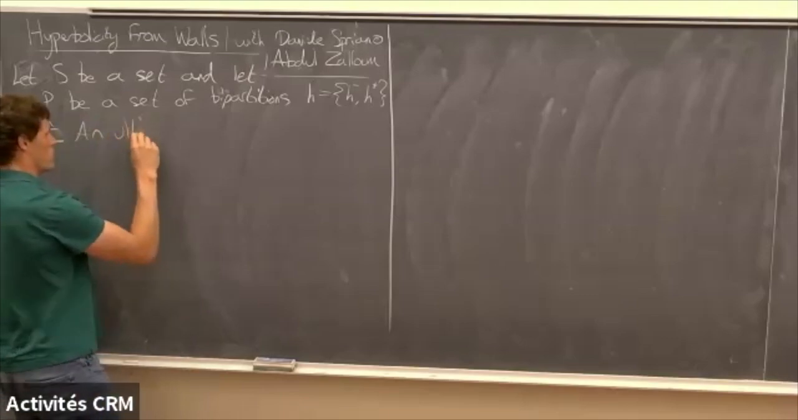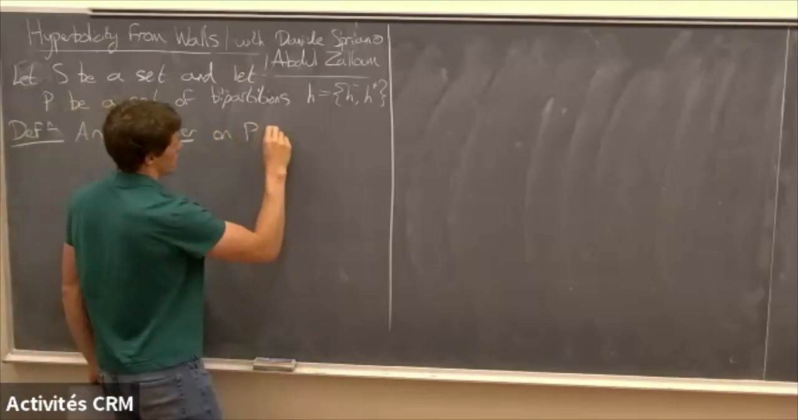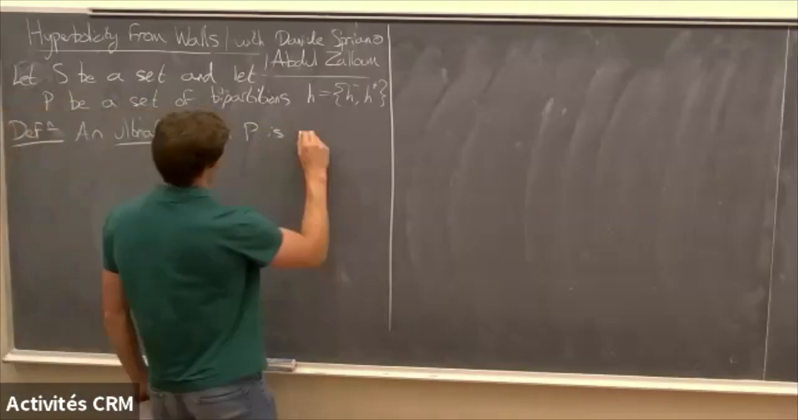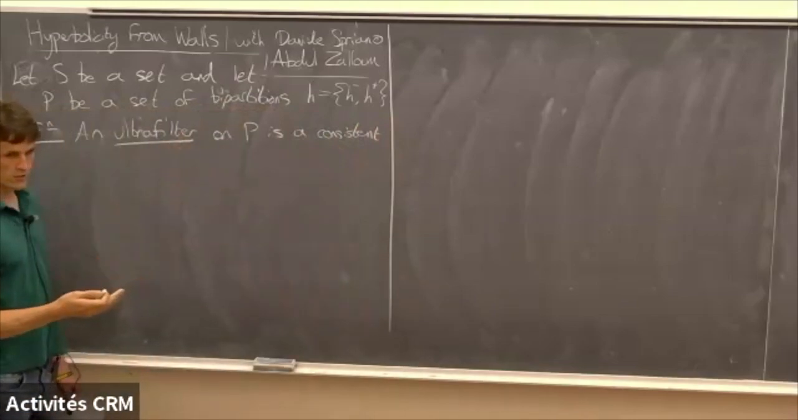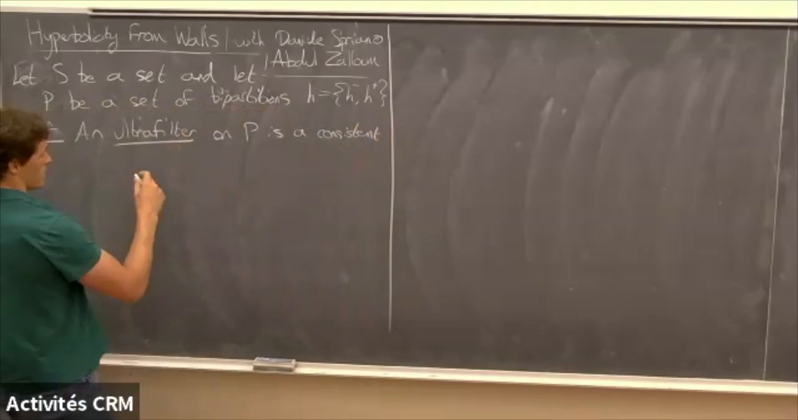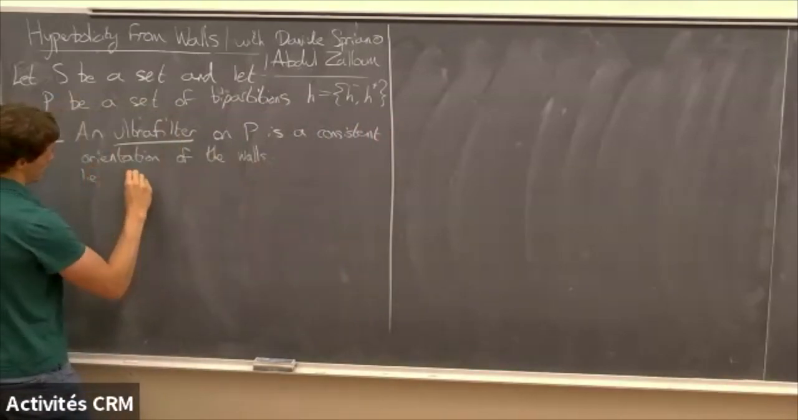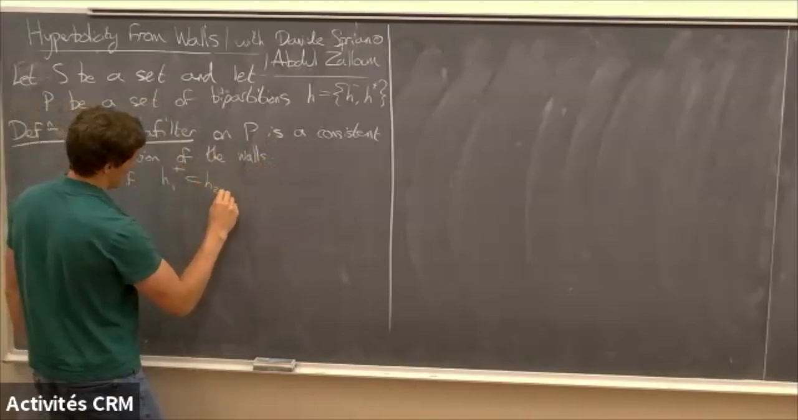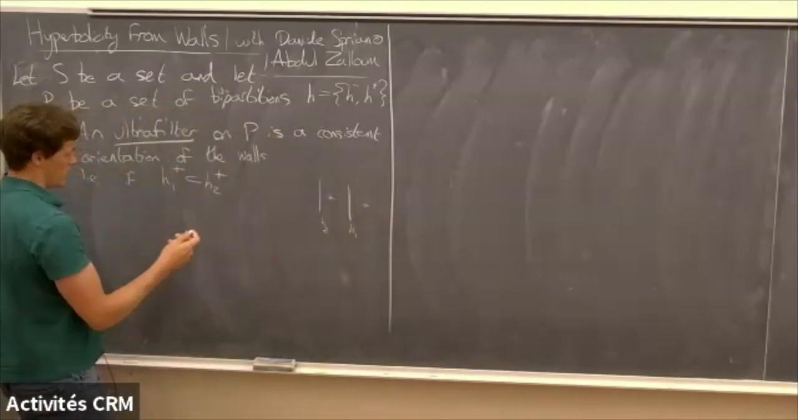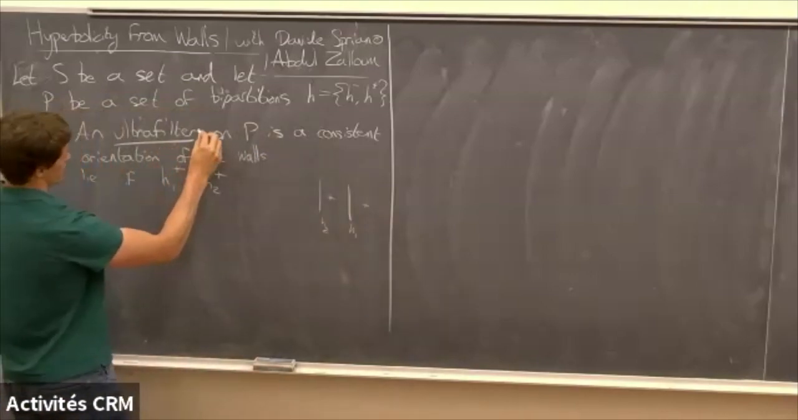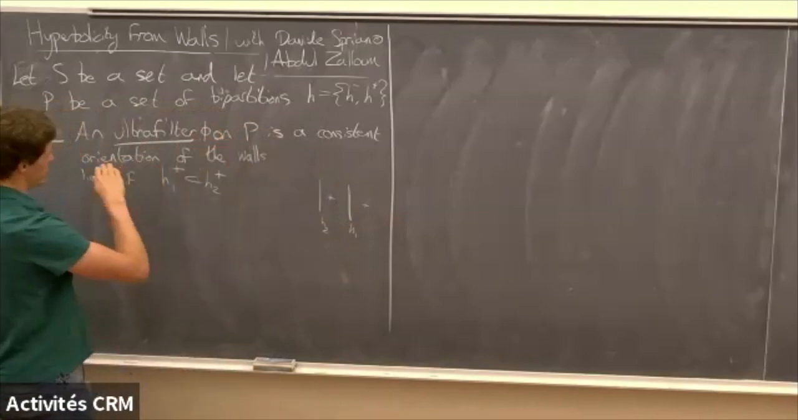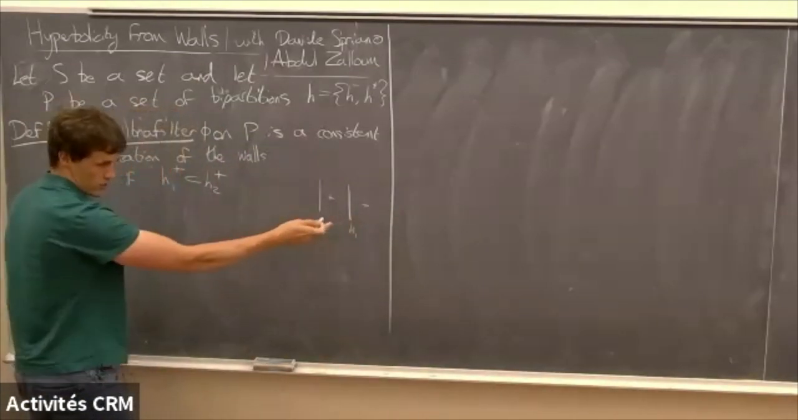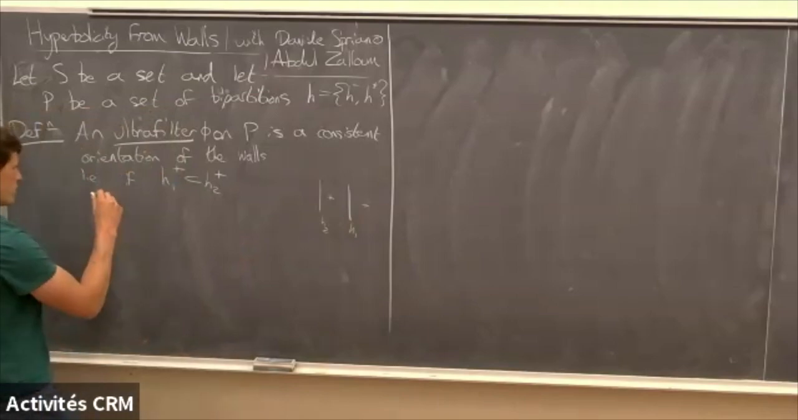An ultrafilter on P is just a consistent orientation of the walls. So it's a choice of half space for each wall, and you choose these half spaces in a way that you don't get any contradictions. I.e., if you have two half spaces, H1 plus living inside H2 plus, and an ultrafilter phi on P, a consistent orientation, then if it selects H1 plus, it has to also choose H2 plus. They can't be pointing away from each other.